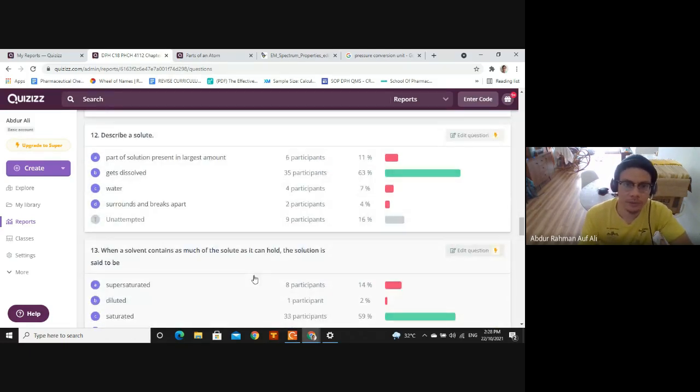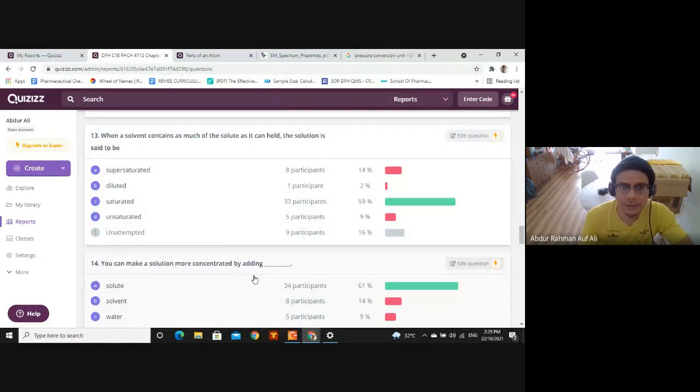Next one, describe a solute. Jawapan yang betul adalah it gets dissolved. Okay, bahan yang akan dilarutkan. Kenapa A salah? A, part of solution present in largest amount. Part of solution present, that's not true. I also get confused with the sentence. Part of solution present in largest amount. Okay, so that's not the definition of a solute. Water is not a solute. Okay, water is known as a universal solvent, bahan pelarut universal. Okay, it dissolves mostly things. D surrounds and breaks apart. Okay, that is not best description of a solvent also. So jawapan yang paling tepat di sini adalah it gets dissolved. Mana-mana saja bahan yang boleh dilarutkan, dia adalah sejenis solute.